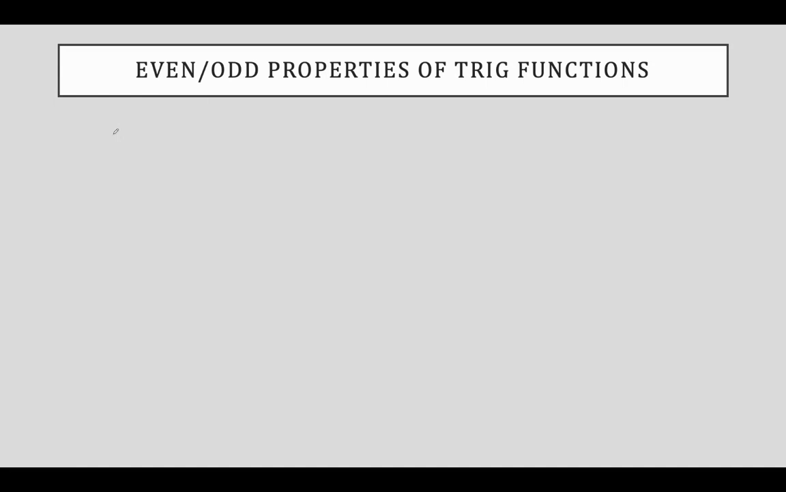Now, way back in chapter 1, we studied even and odd functions, right? And so in this section, we are going to talk about the even and odd properties of trigonometric functions. Now, let's think back. What does it mean for a function to be even?